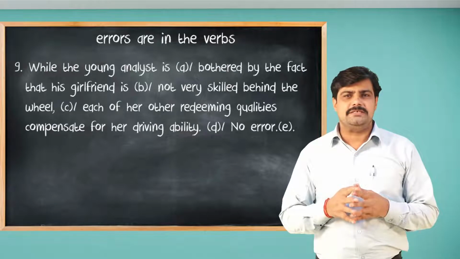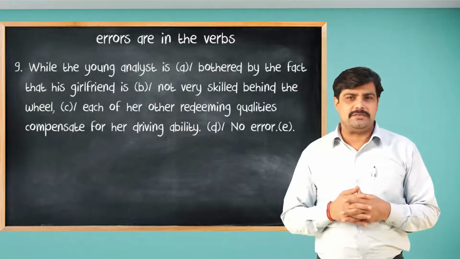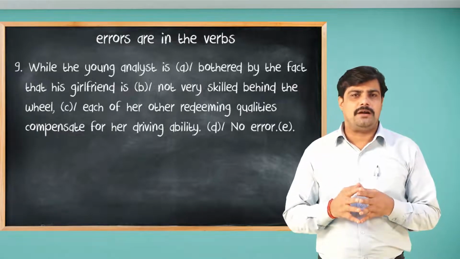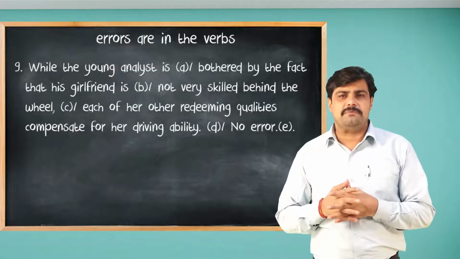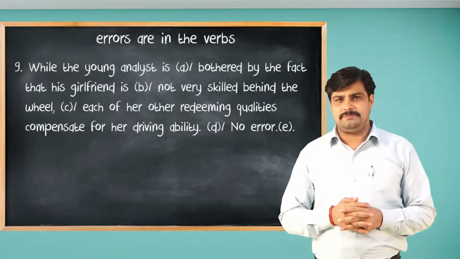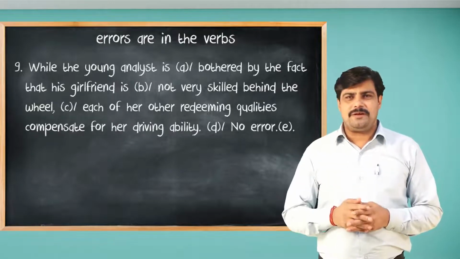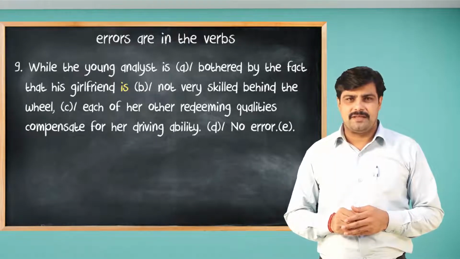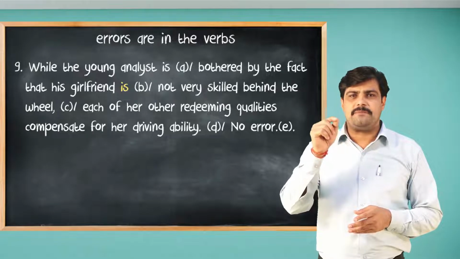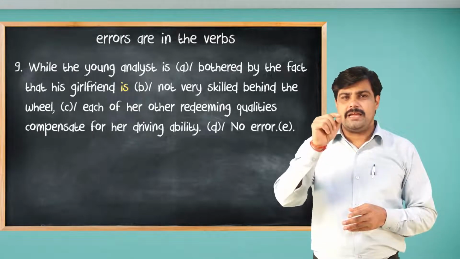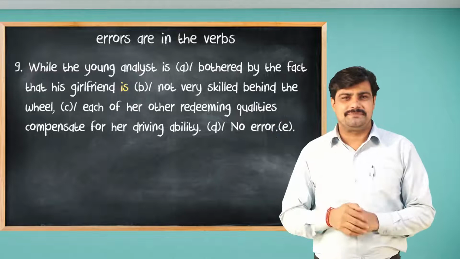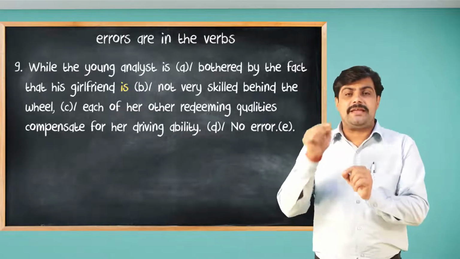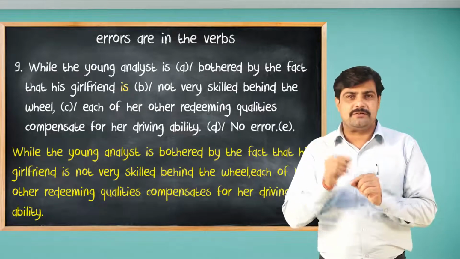While the young analyst is bothered by the fact that his girlfriend is not very skilled behind the wheel, each of her other redeeming qualities compensate for her driving ability. Now the sentence is wrong, but if you see the balance of the subject with the verb, you will find a difference here. The subject of the second part of the sentence is each of her qualities. Here the subject is singular because of the modifier each of, which is used for singular.